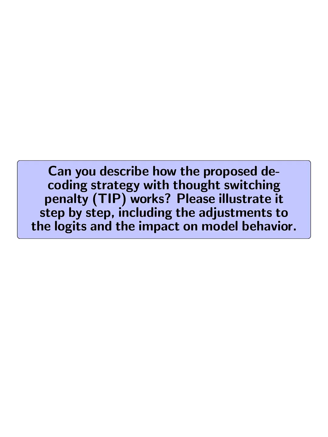Can you describe how the proposed decoding strategy with thought-switching penalty, TIP, works? Please illustrate it step by step, including the adjustments to the logits and the impact on model behavior.